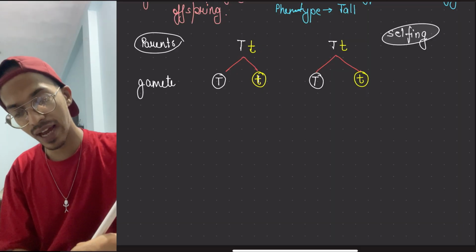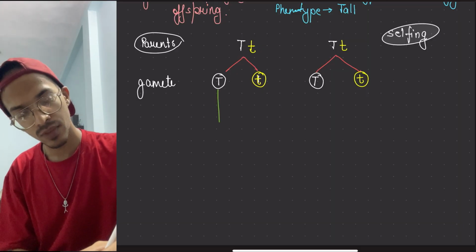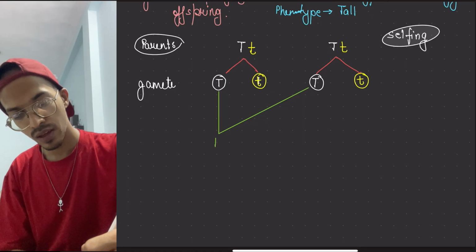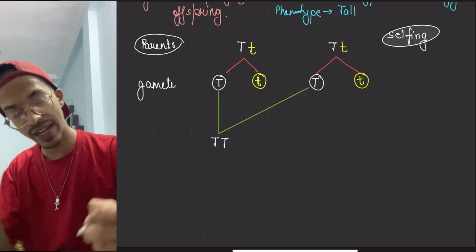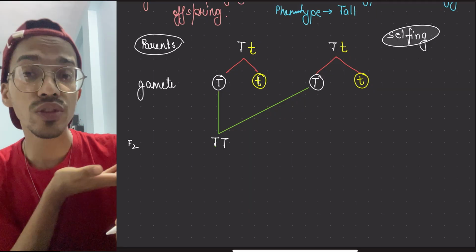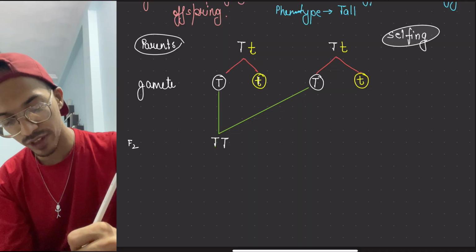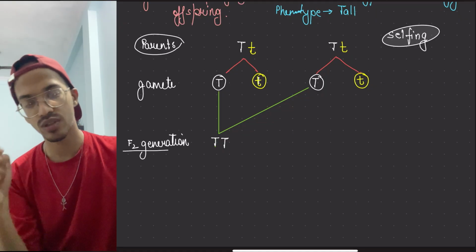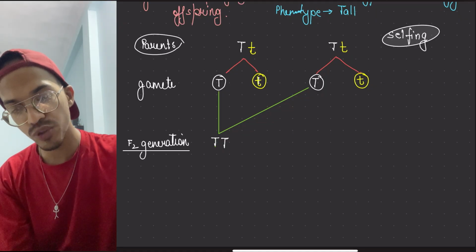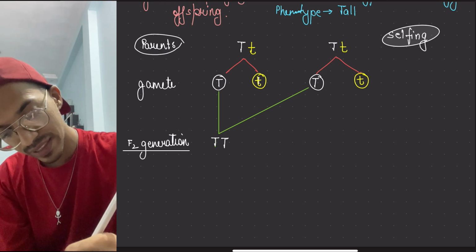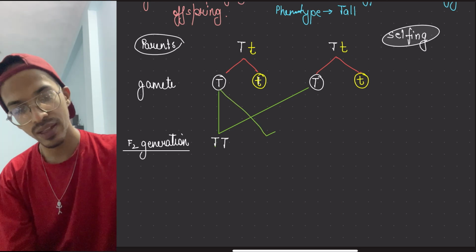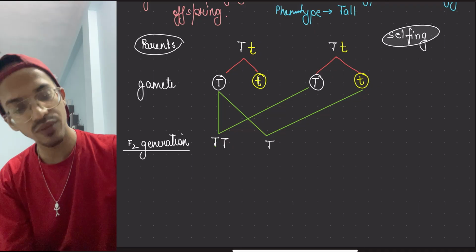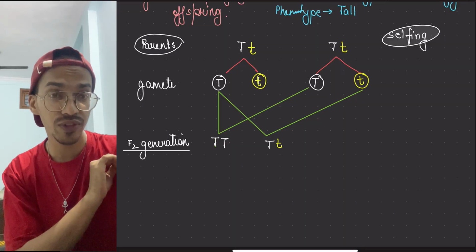Over here, this has an option to go with this one, and if it goes with this, what will happen? A capital T and a capital T. This is the F2 generation, because the F1 generation has already been formed, so this becomes the next generation, the F2 progeny, or whatever you want to call it; the same terms can be used. The next option is that this can go with the smaller one. If that happens, a capital T and a small t offspring will form, which is a hybrid type of offspring.